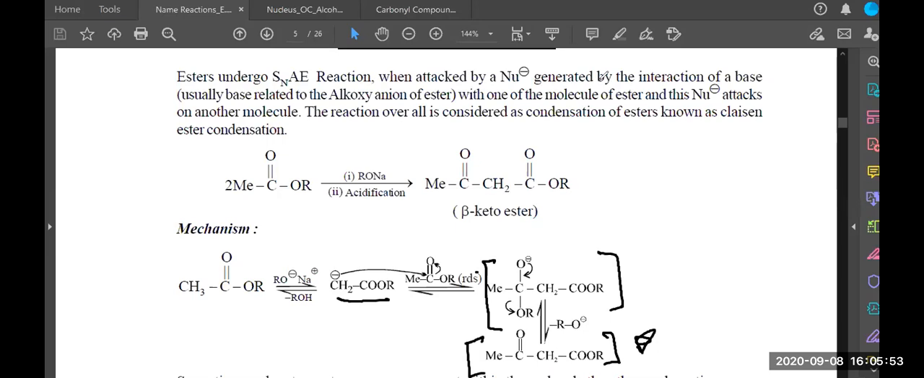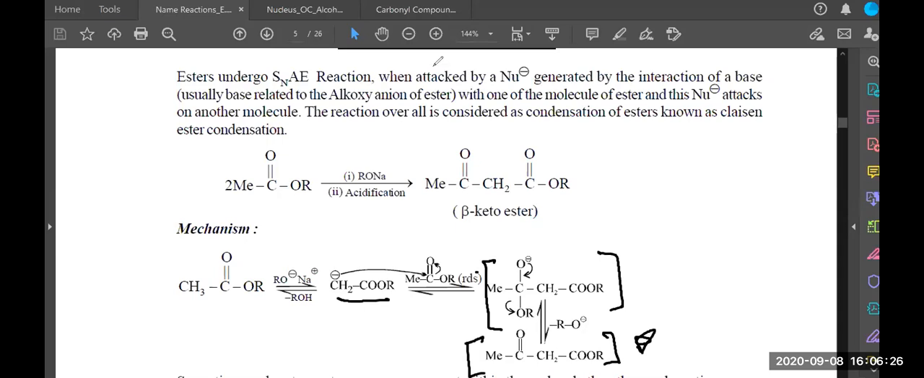Okay, so what is the condition for ester condensation? Tell me, what is the condition for Claisen ester condensation? We just saw that. Yes, the nucleophile should be the same as the leaving group. The R in the nucleophile should be the same as the leaving group, okay?